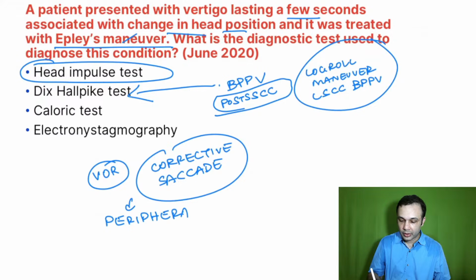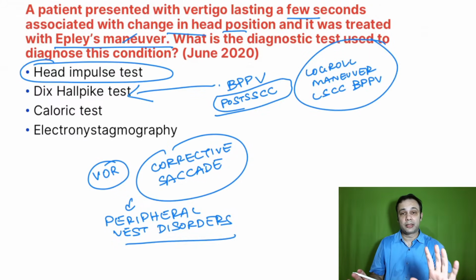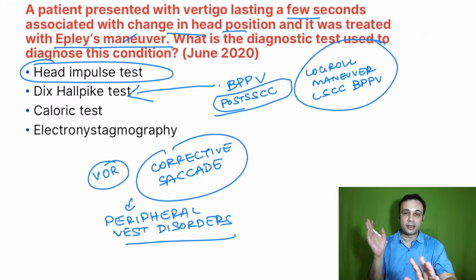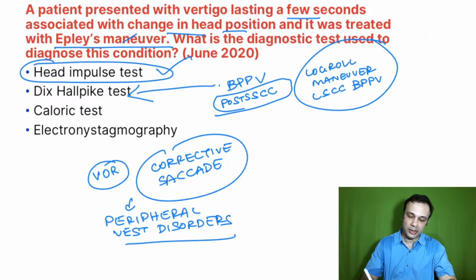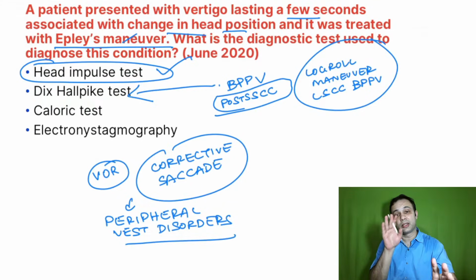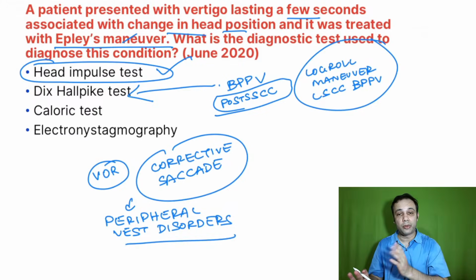So the corrective saccade is characteristic for peripheral vestibular disorders. So when you talk about peripheral vestibular disorders, you have all the various disorders. You talk about Meniere's disease, so on and so forth. Let's not go into the details of all. Wherever there is a hypoactive labyrinth on the affected side, there will be a corrective saccade to the opposite side in head impulse test. Wherever there is an irritative lesion on one side, the saccade will be towards the same side. Okay, but more often than not, it is used for hypoactive labyrinths. Remember, the corrective saccade is to the opposite side.